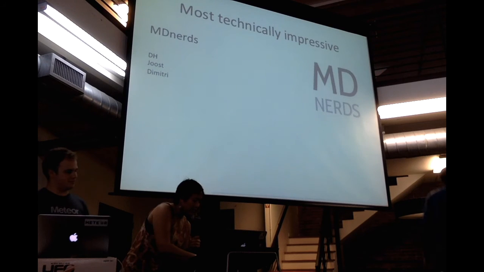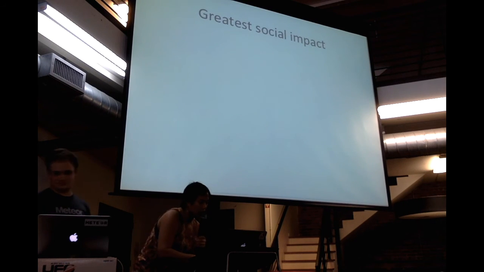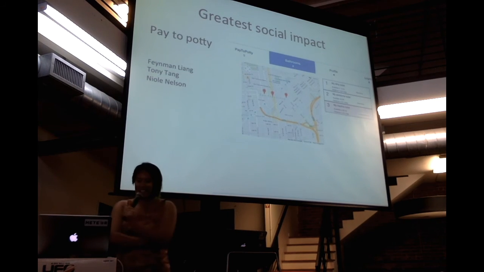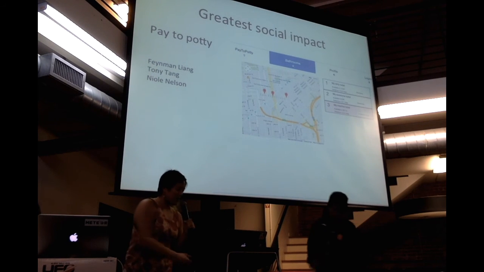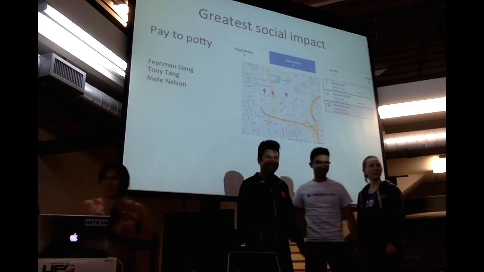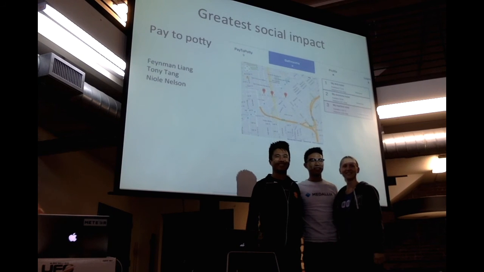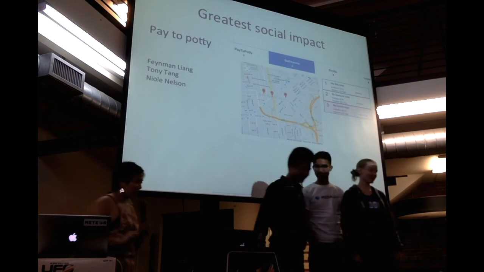Our next category, for greatest social impact, a $400 donation to the charity of your choice. We have Pay to Potty, Nathan, Tony, and Meteor. You can coordinate on which charity you'd like to donate to. Just look super proud of yourselves, you guys. Awesome, thank you. Congrats.